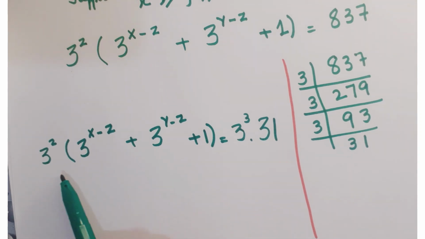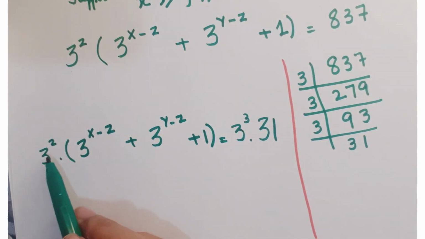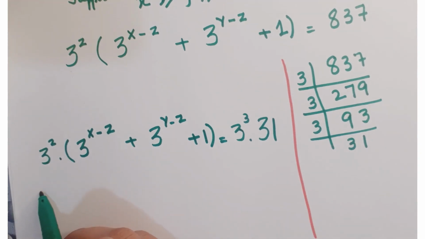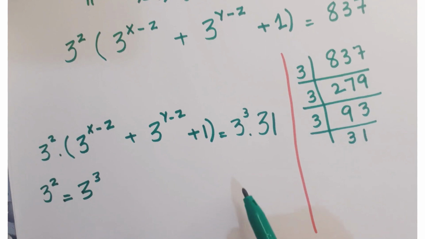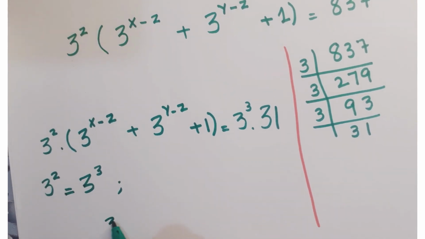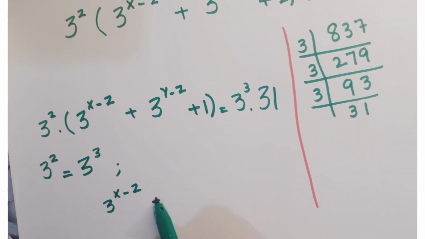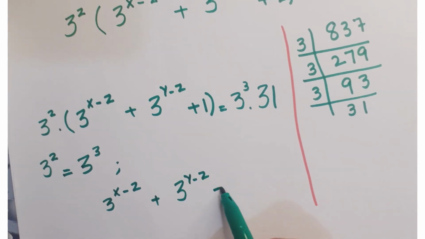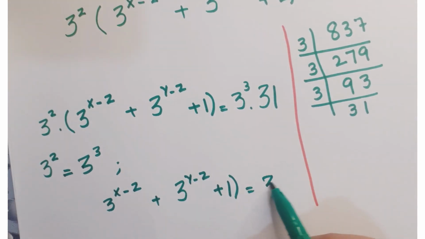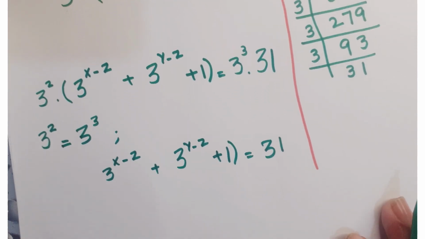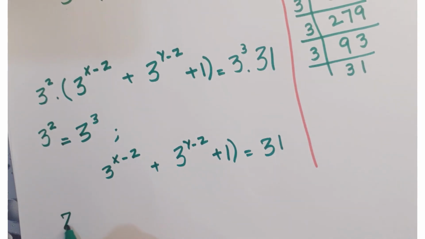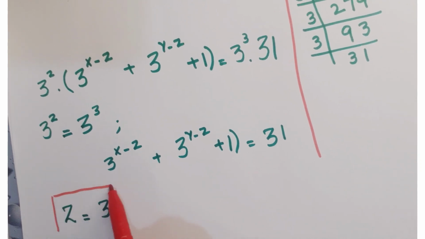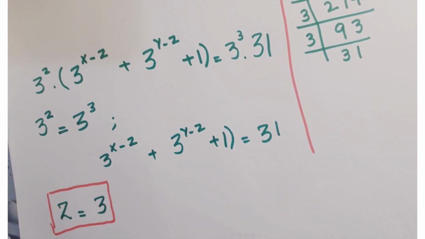Now look at these two, these are the two possibilities. We have 3 to the power z, which we can equate to 3 to the power 3, and 3 to the power x minus z plus 3 to the power y minus z plus 1 is equal to 31. Since we have the same bases, we have the same exponents as well, so we can write z is equal to 3. So this is the first value that we have evaluated.